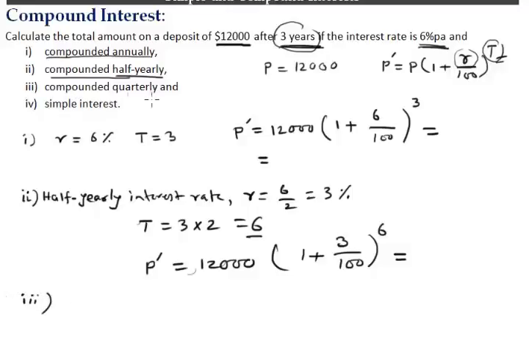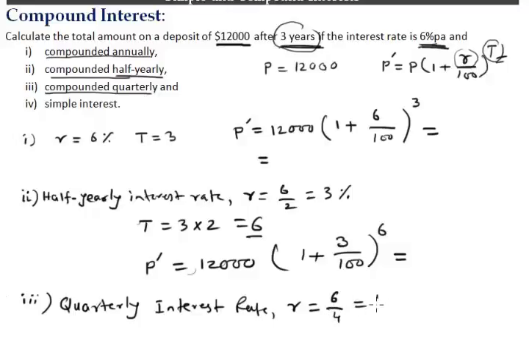3. Compounded quarterly. So here the period of compounding is quarterly. So we need to find the quarterly interest rate. R equals, we are using the same symbols. So per year interest is 6%. Quarterly, that means 6 divided by 4, it will be 1.5%. And the number of periods in 3 years, how many quarters will there be? In 3 years, 3 times 4, there will be 12 quarters.